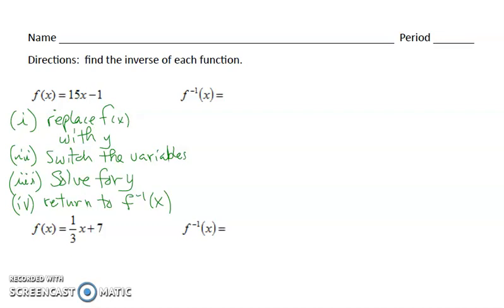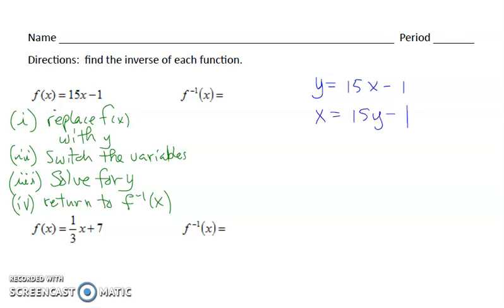So the first step is to replace f of x with y, so it becomes y is equal to 15x minus 1. Keep in mind that since the 15 is under multiplication, that means in my answer I should see division. And since the 1 is under subtraction in the original problem, in my inverse I should see addition. Next step is you switch the x and the y.